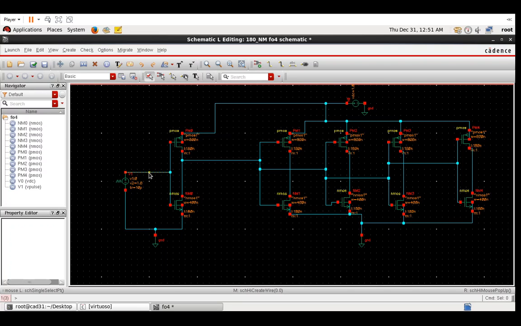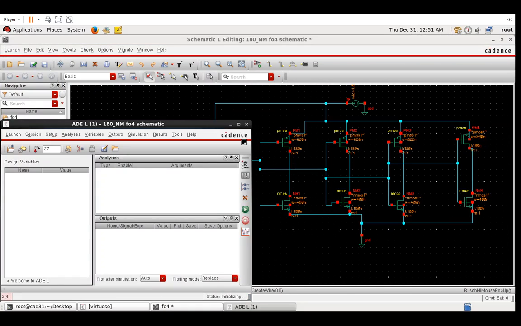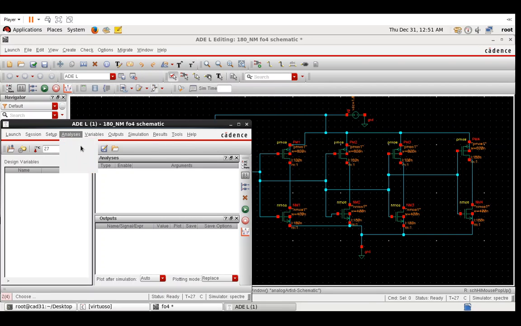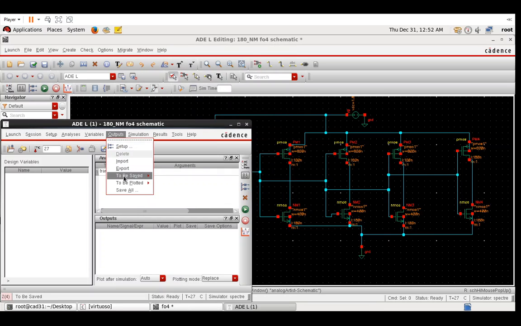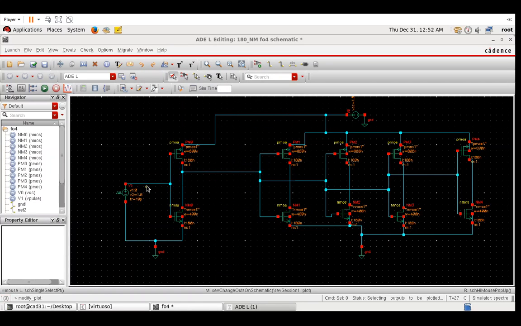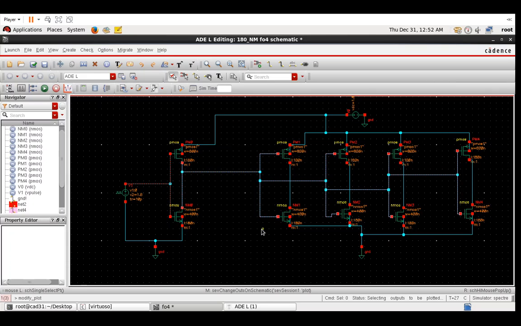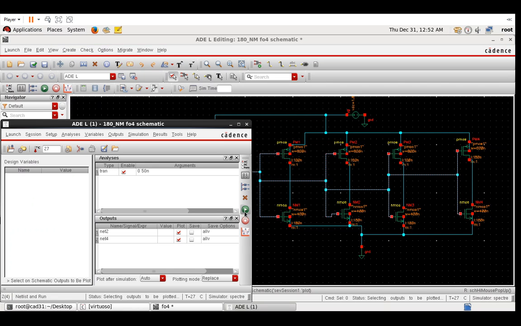We give the input at this point and we observe the output at this point. What is the delay? That is the FO4 delay for GPDK 180. Okay, so I will launch. Transient analysis is fine, so 50 nanoseconds, and say okay. The outputs to be plotted. Select on design, input, output. Okay, then run.